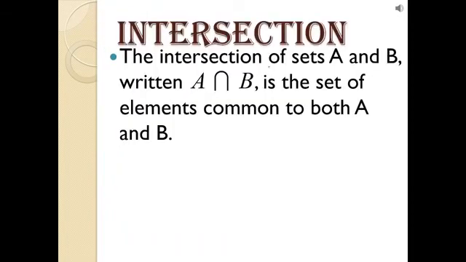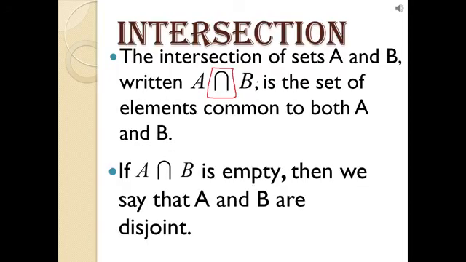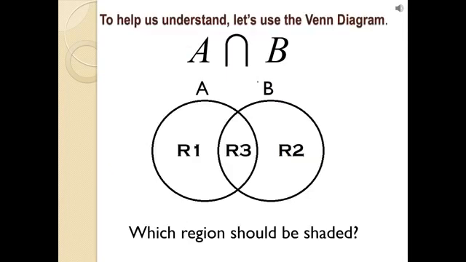Let's go to intersection. The intersection of sets A and B, written as, so take note of the symbol for intersection, is the set of the elements common to both A and B. So, common elements nila. And take note, if the intersection is empty, wala may common, so you call it a disjoint set. But if they have something in common, you call it joint sets. Let's have an example now.